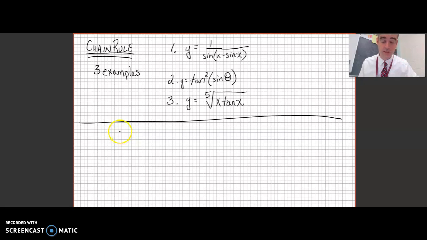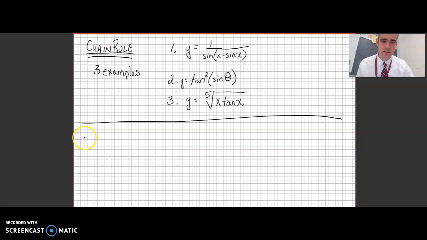I wanted to do 3 additional chain rule questions for you. I know we haven't gone over the homework yet, but if anyone is having trouble with the chain rule, these examples might be able to help you out a little bit. So I'm going to go through each of these 3. If you want to stop the video and try these on your own, you totally could. Or I'm just going to go through them, okay? So here's the first one.